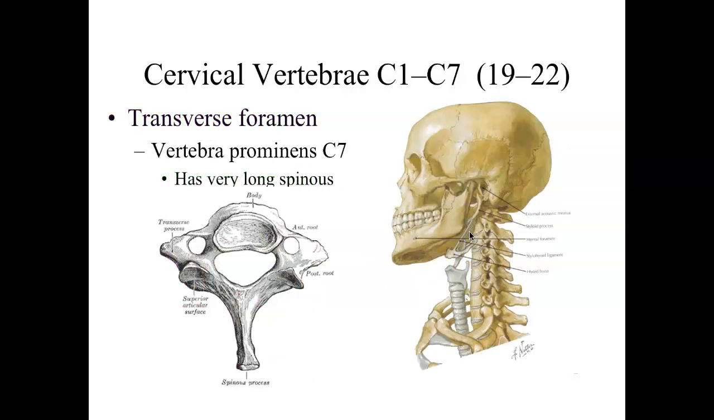And the last cervical vertebra we'll talk about is C7, which is named vertebra prominens, and that is because it has the most prominent, longest spinous process of all of them. And if you feel the back of your neck, you're going to feel a very prominent bump once you get to the base of your neck, and that is C7 there. So it's quite a landmark for counting vertebrae.